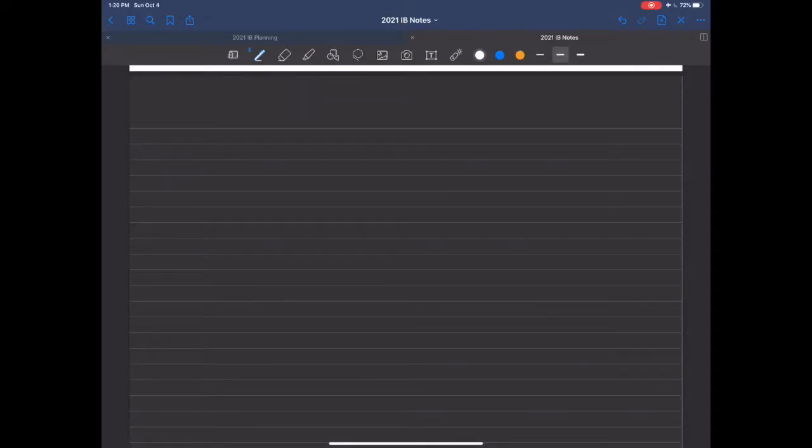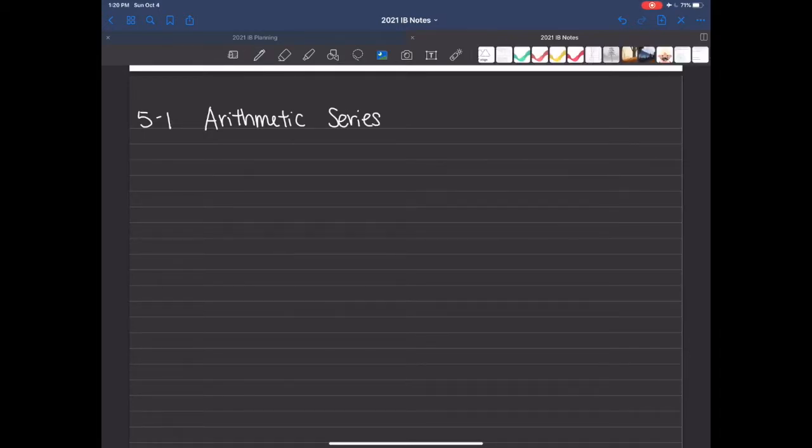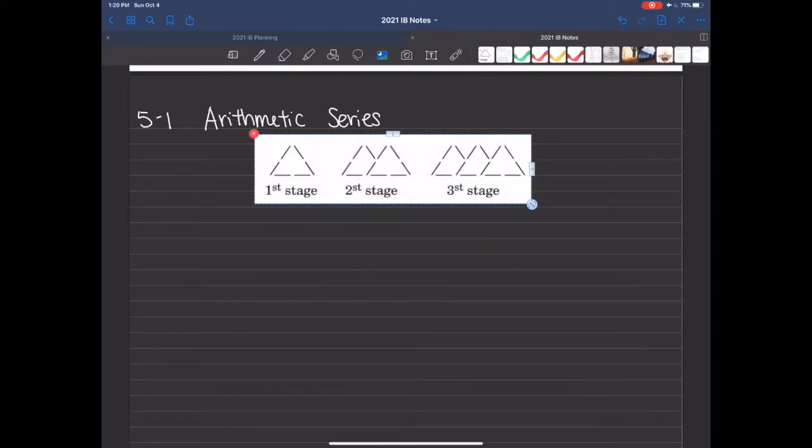So the next topic we are going to be talking about is arithmetic series. So 5-1 arithmetic series. So let's build off of what we already know about arithmetic sequences because these two things are pretty closely related.